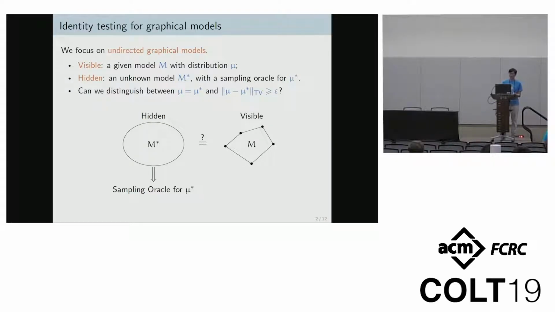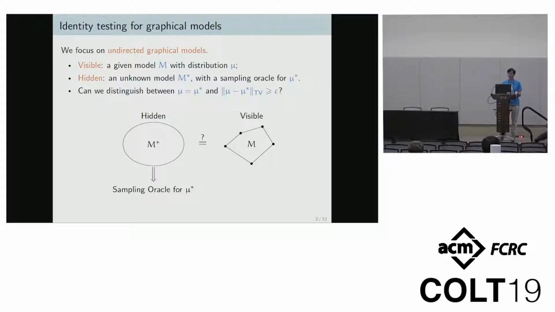We will study the distribution identity testing problem for undirected graphical models. The problem is roughly as follows. We have a visible graphical model M, and also a hidden graphical model M star. We want to distinguish between the cases that the two models are the same, or that their Gibbs distributions are epsilon far away in total variation distance.